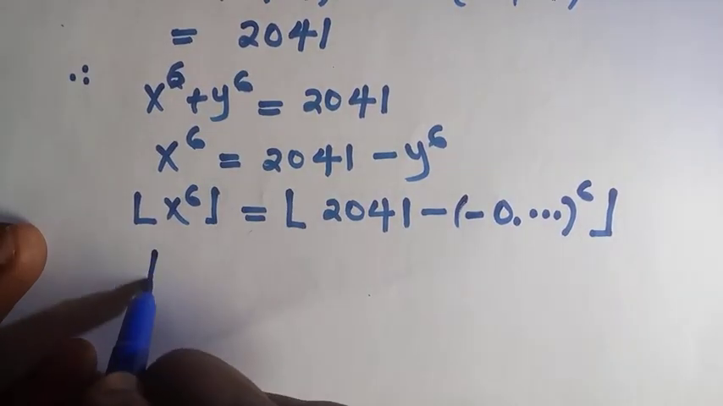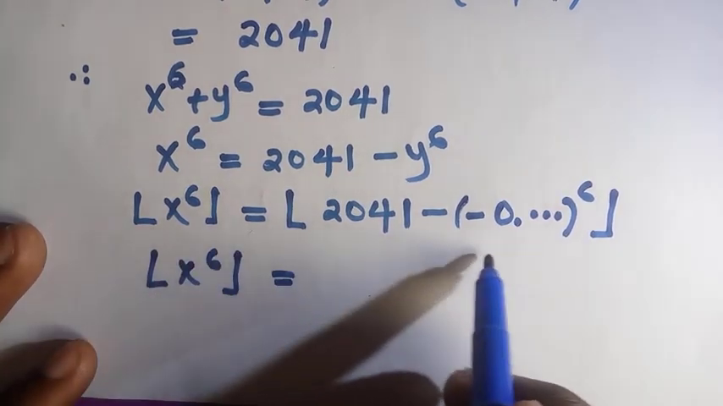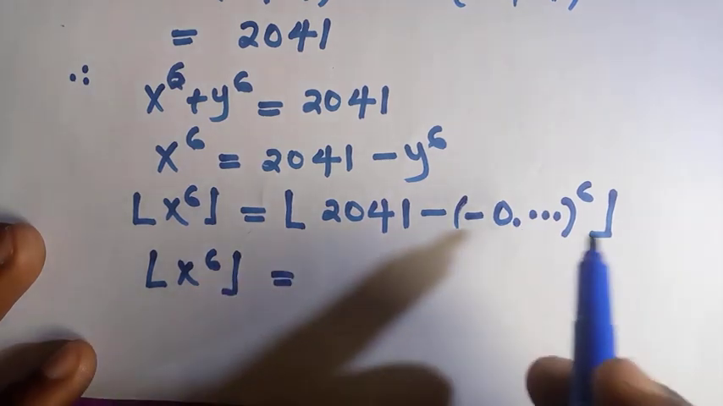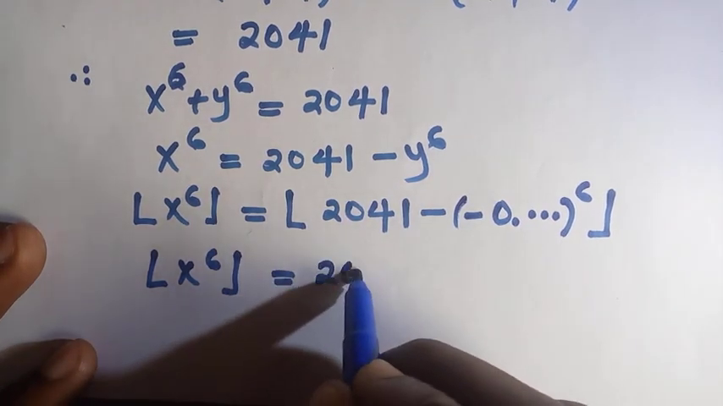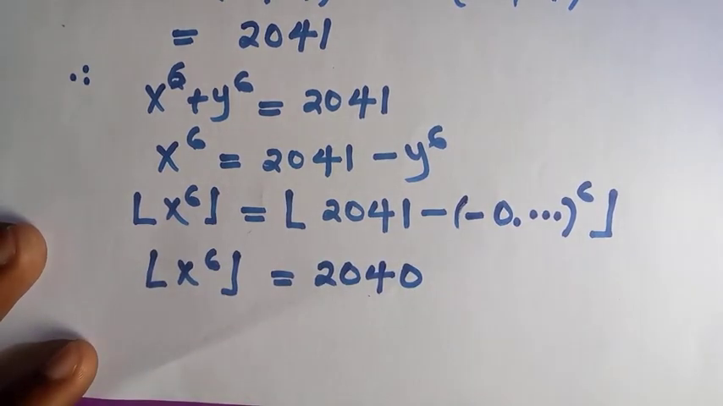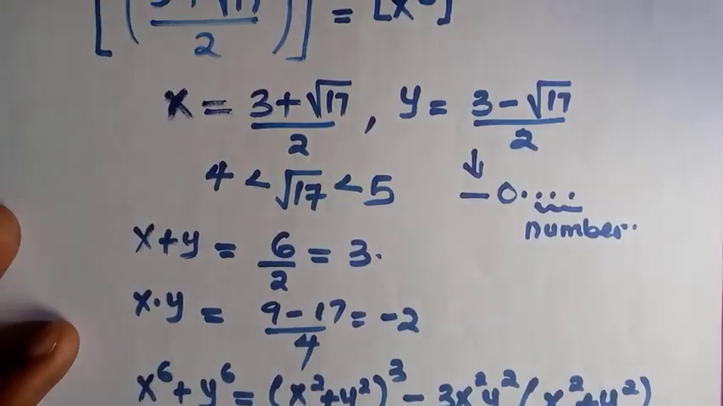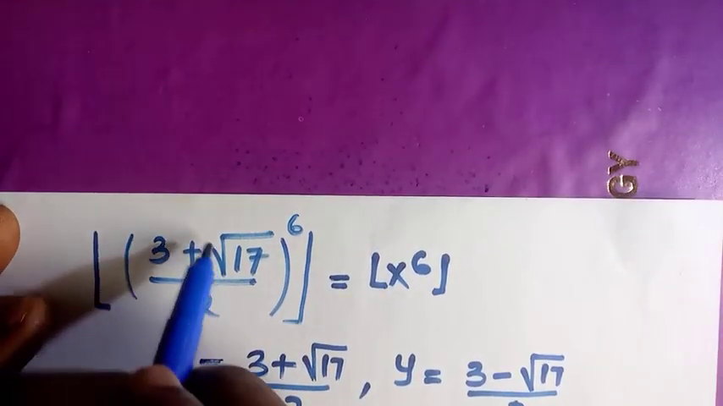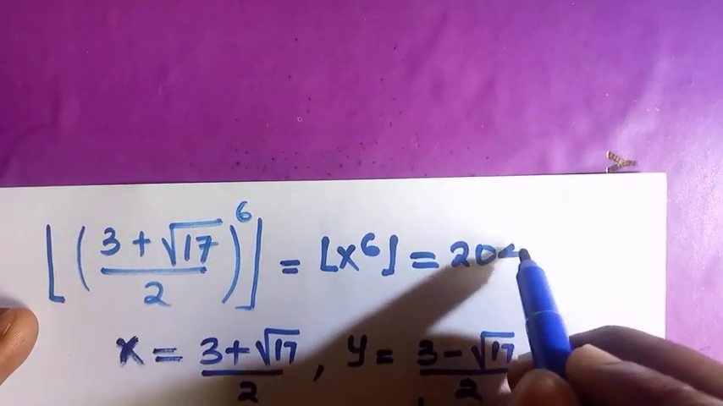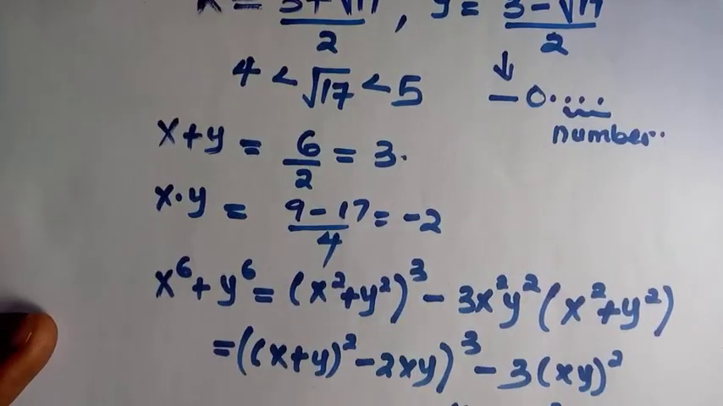Then the floor of x raised to power 6, if you expand this, it's going to be positive, and subtracting it from this, everything here is approximately 2040. Therefore the floor of x raised to power 6, which is (3 plus root 17) divided by 2 raised to power 6, the entire value is 2040. And here is how to solve this problem.